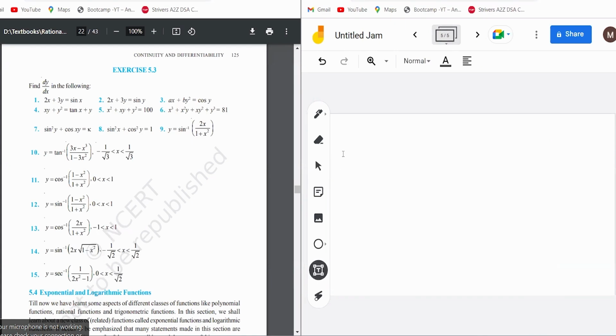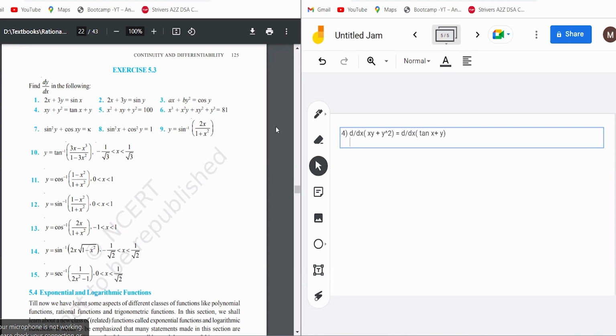Let's move to next question, question number 4. So question number 4 is saying what? Let's write it down. d by dx of xy plus y square, equal to d by dx of tan x plus y. Okay, so how we will do this? Again, since it is slightly complicated because it is a product rule we will apply here.